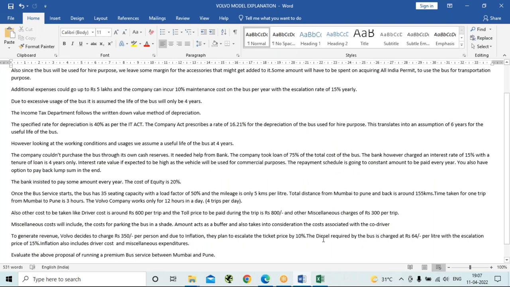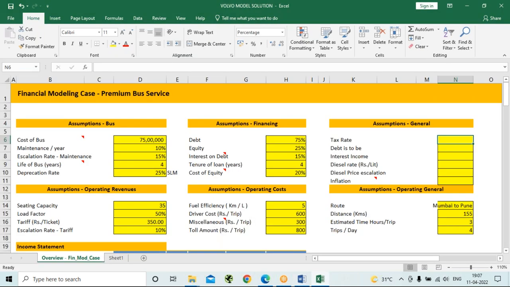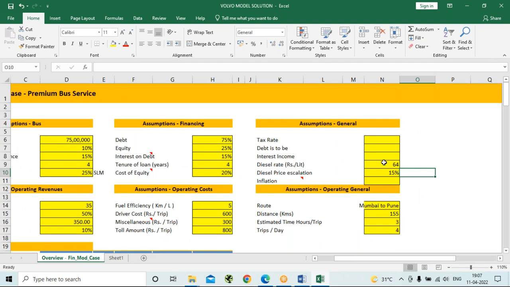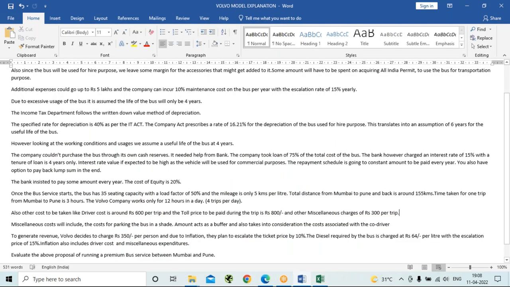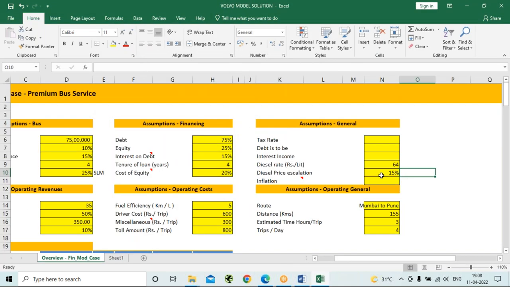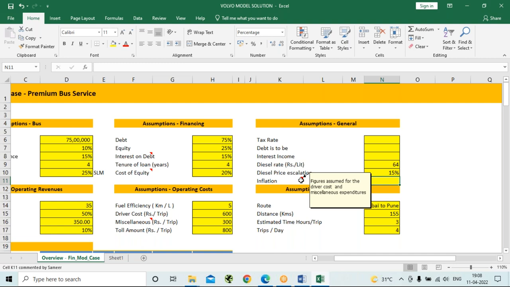The diesel required by the bus is charged at 64 rupees per liter with an escalation rate of 15%. So let me put the diesel rate as 64 and the increment of diesel price at 15% per year. Then inflation also includes the driver cost and the miscellaneous expenditures. That means there is an increase of 15% on the driver cost as well as on the miscellaneous. So let me add this, specified at 15%.